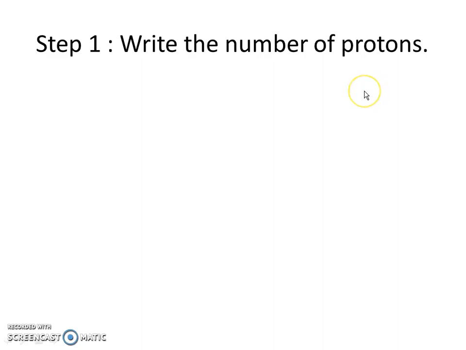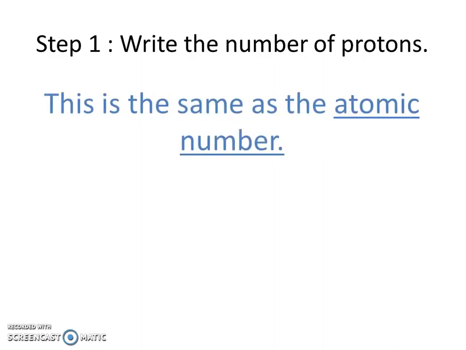3 easy steps. If you look at your note sheet, you'll need note sheet number 13 and a periodic table. The first step is to write the number of protons, and this is the same as the atomic number. So you look at your periodic table, you find the atomic number, and you'll write down the number of protons.